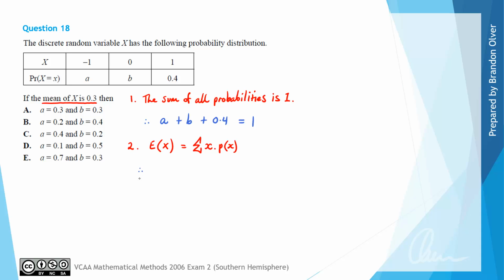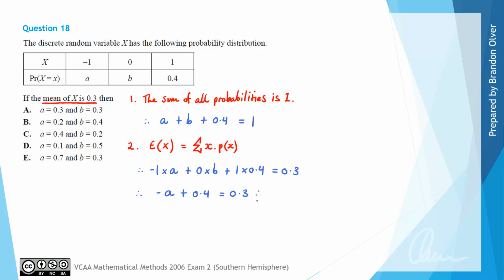So therefore, we have -1, the x value, multiplied by its probability of a, plus, because we're summing all of these things up, 0 times b, plus 1 times 0.4 must equal 0.3. Therefore, we have -1 times a is -a, plus 0b, so that's just plus 0, so we don't need to write that. And then 1 times 0.4 is just 0.4, is equal to 0.3.